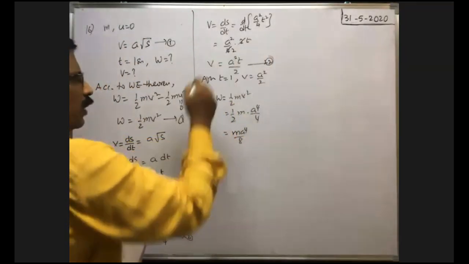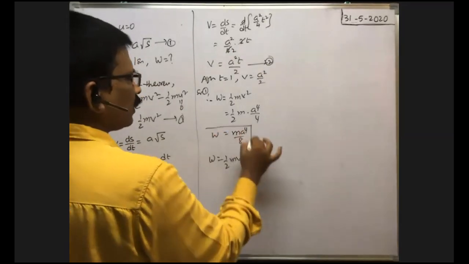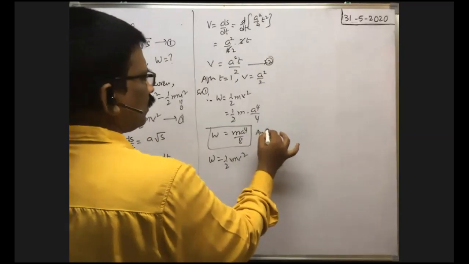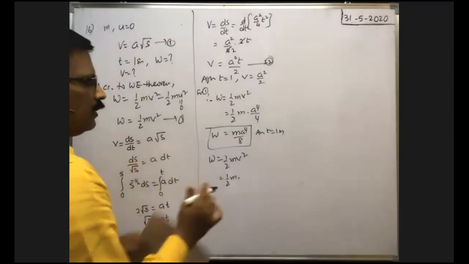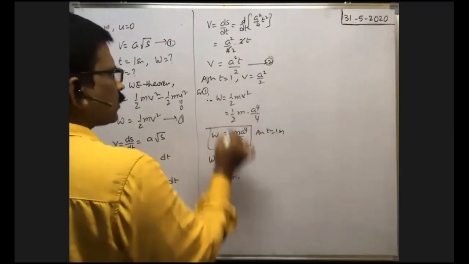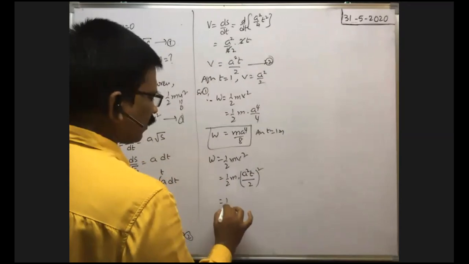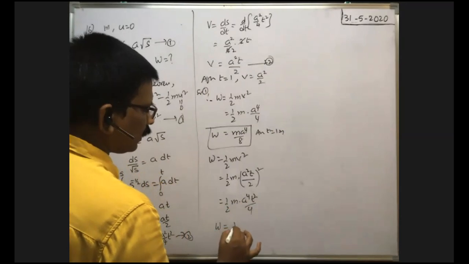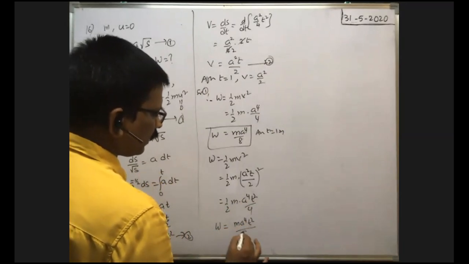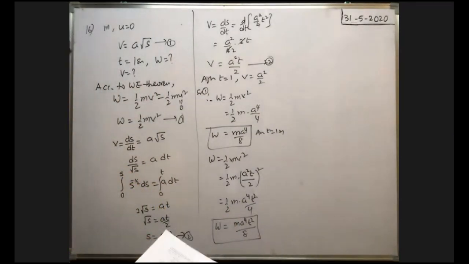After any time t, what is the work done? So work done is equal to half m v squared. The earlier one was after 1 second. After any time t means half m into v squared, and the answer is given in terms of t. So v squared is a squared t by 2 whole squared. Therefore, half m into a to the power of 4 t squared by 4. Therefore, work done is equal to m a to the power of 4 t squared by 8. So this is the formula for work done after time t. That is the answer.